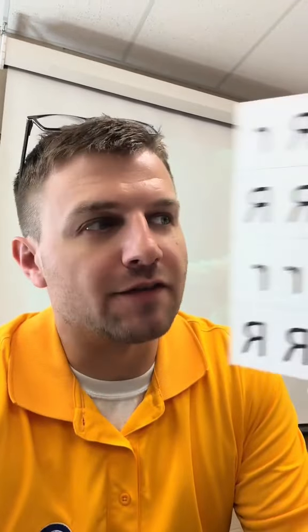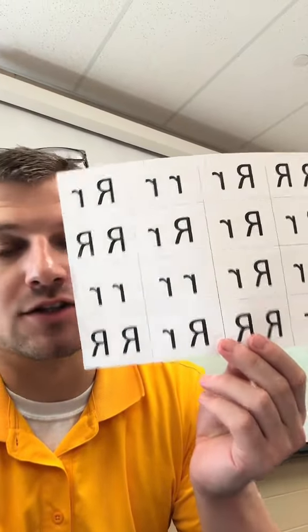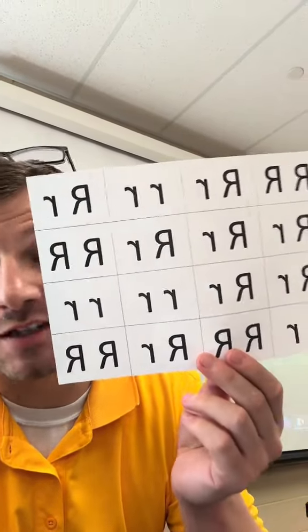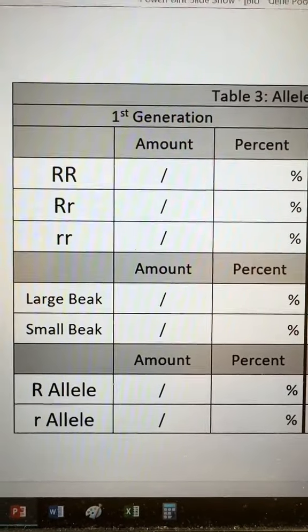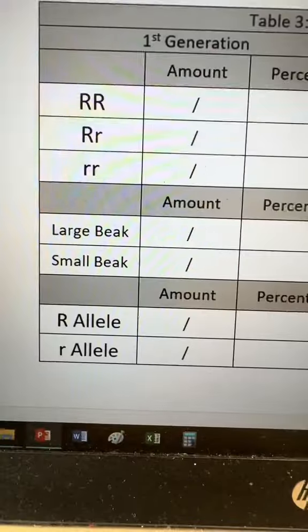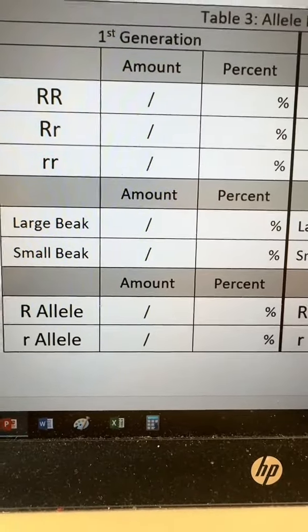The first thing the students have to do is count the number of homozygous dominant, heterozygous, and homozygous recessive individuals in this population. They put that data along with the amount of large versus small beaks in this table. Then they have to calculate the allele frequency, both the dominant and recessive allele.